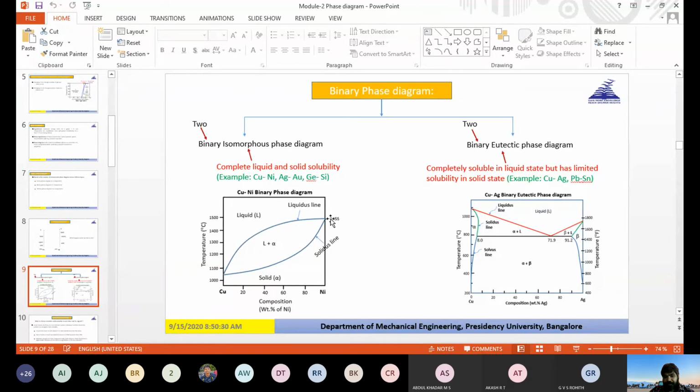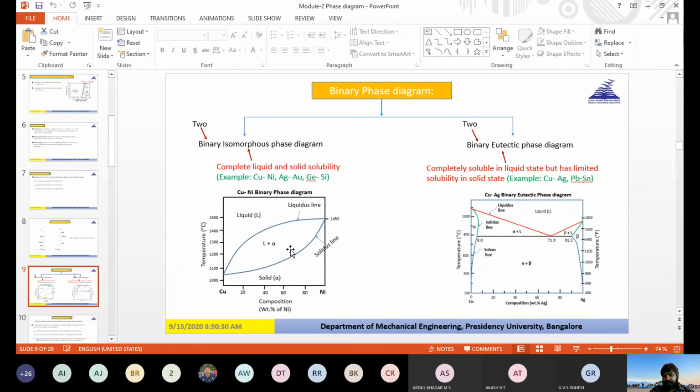The shape of the binary isomorphous phase diagram is like this, but when you have a eutectic, you have a diagram similar to this one. We will discuss this eutectic phase diagram in detail when we come to it. Now in the coming lectures, we are going to concentrate on the isomorphous phase diagram. When I was explaining the definition of a phase diagram, I told you what the phase diagram tells us.